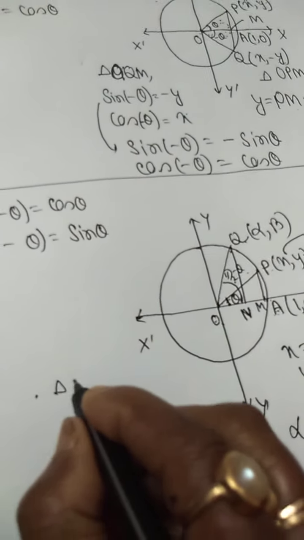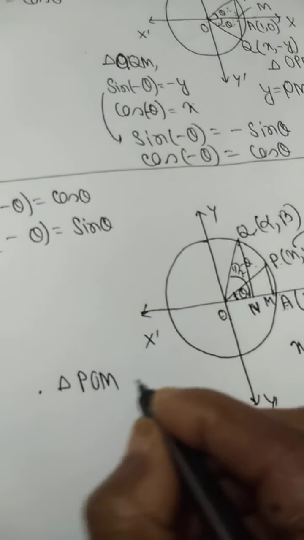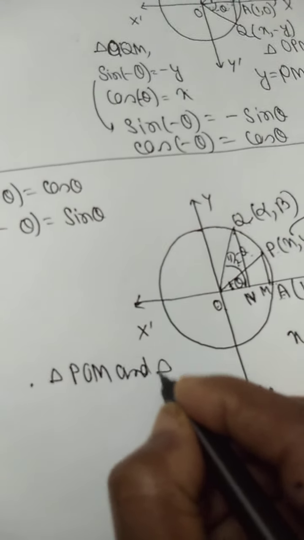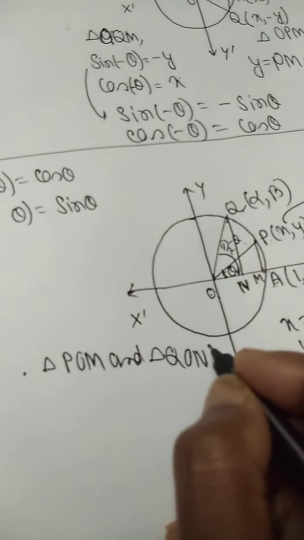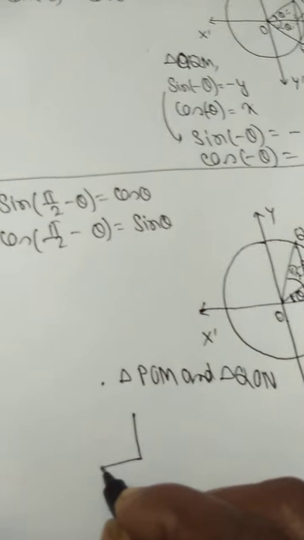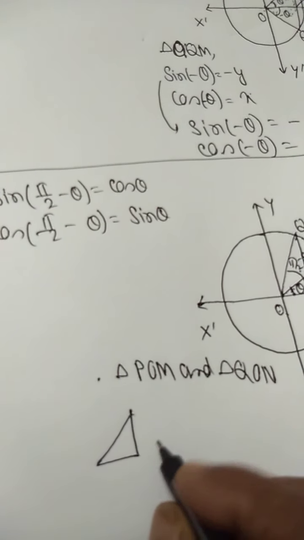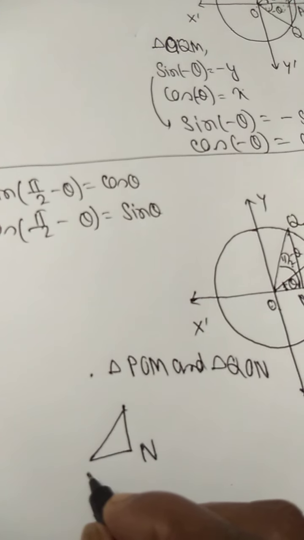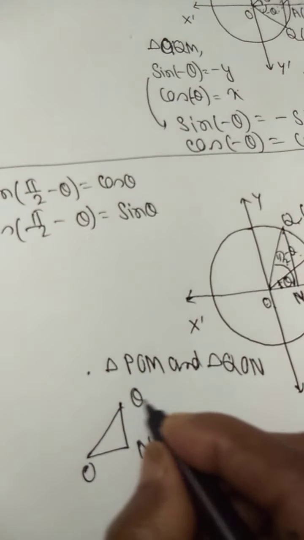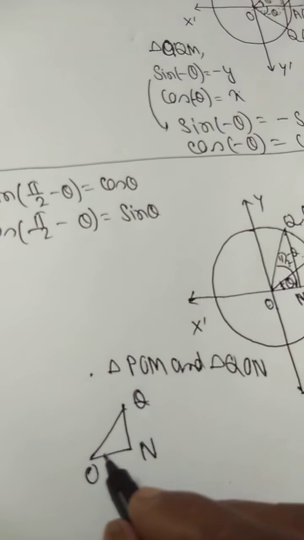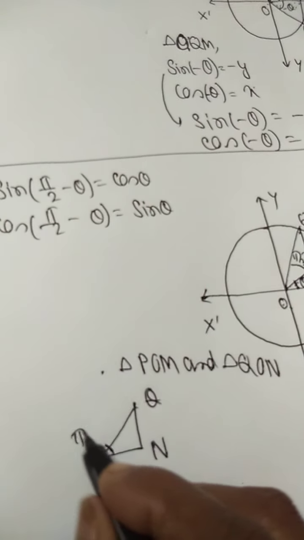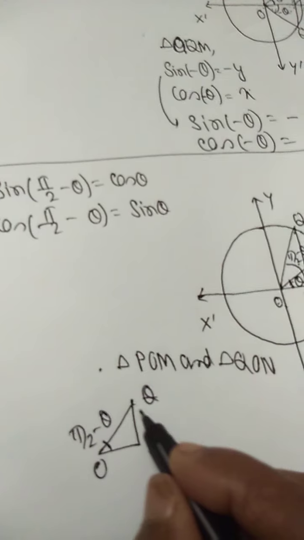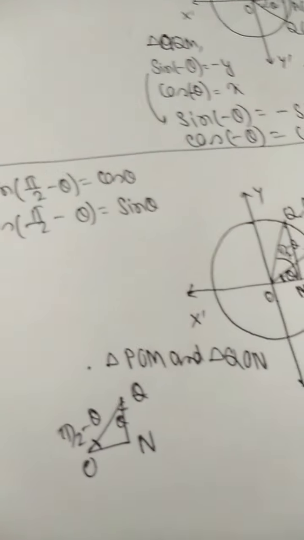Now you see here, from these two triangles, suppose triangle POM and the next one is triangle QON. If we draw the triangles separately, this is N, and I am writing here O, and this is Q. So this angle is pi by 2 minus theta. Therefore, this angle is nothing but theta.